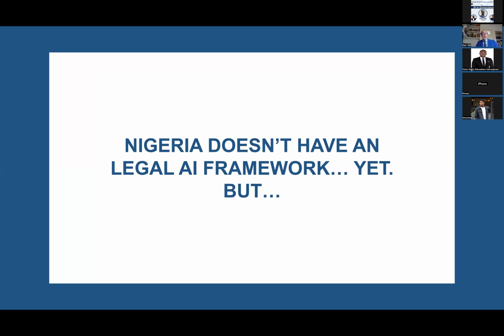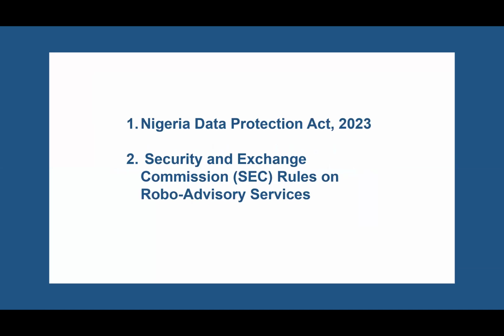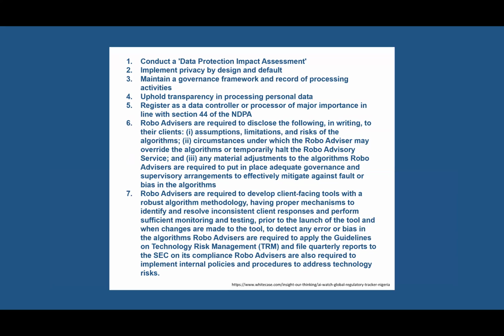Formally, Nigeria does not have a legal framework yet, but there are two major legal documents, the Nigeria Data Protection Act and the Security and Exchange Commission rules on robo-advisory services, that already offer some kind of a framework to regulate and govern the use of AI. Now, this is a list of compliance rules that you have to follow already without the major legal AI framework.